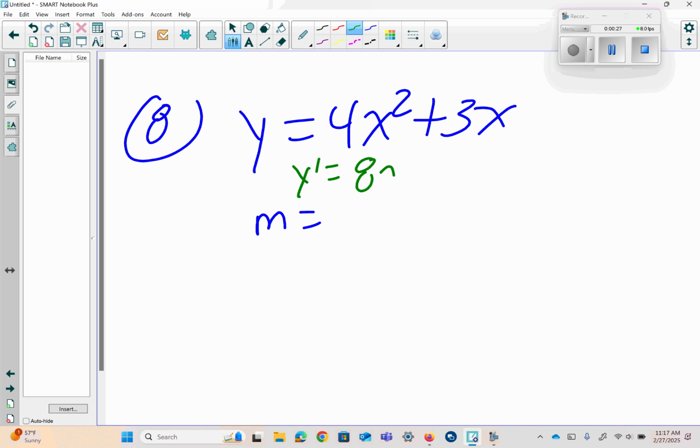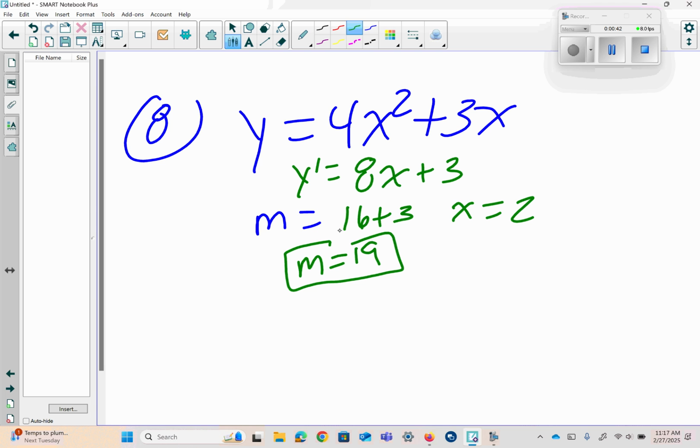So the derivative is 8x plus 3. And then they want us to find the slope at x equals 2. So I'll take 2 and plug it in here, which is 16 plus 3. So I find that I have a slope of 19. That basically means on this graph, it's probably a parabola, at 2 we're trying to figure out that slope. That slope right at that point would be 19.